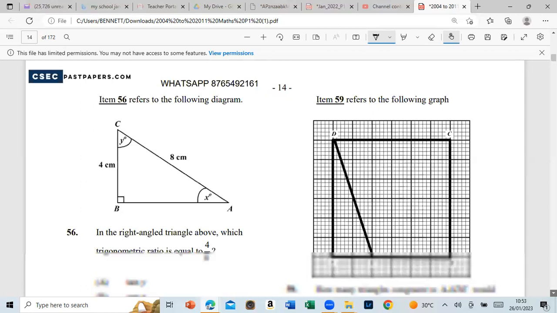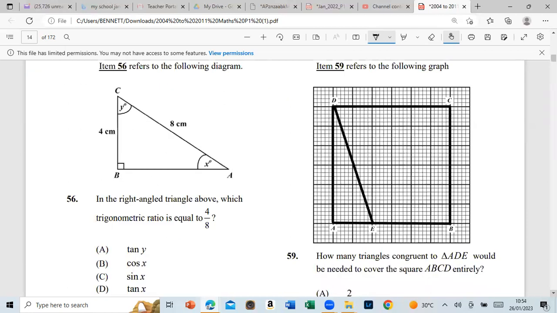Alright, let's move on to this. In the right angle triangle above, which trigonometric ratio is 4 over 8? This would be opposite over hypotenuse. So that's sin x.